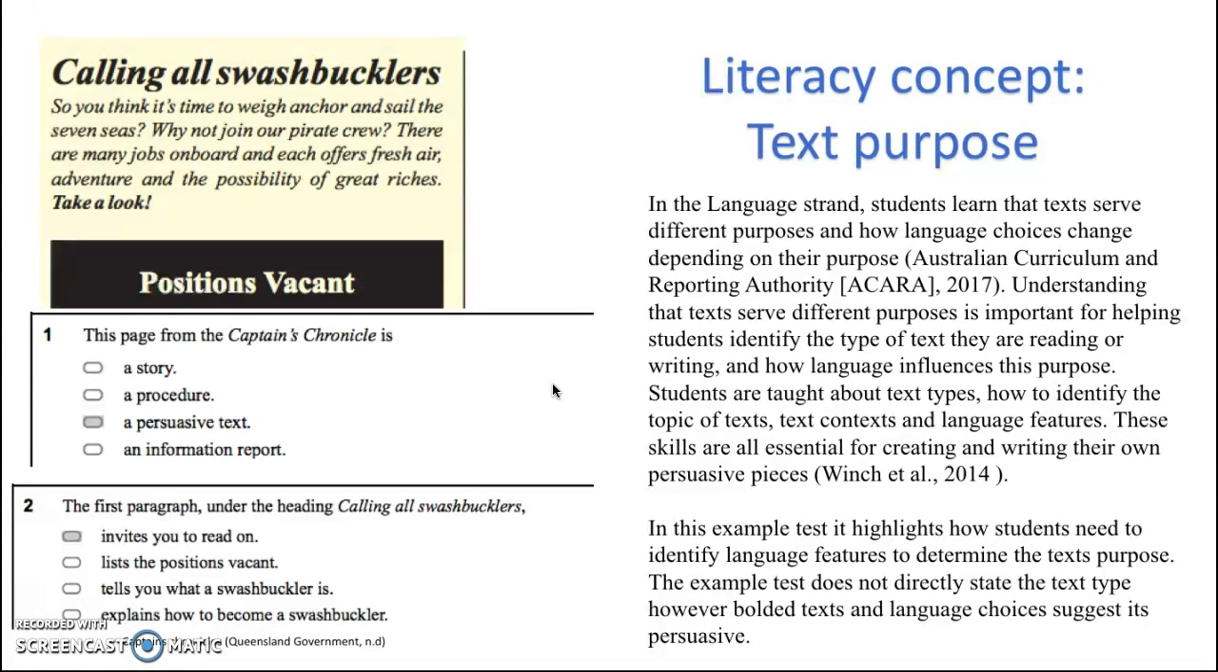In this example test, it highlights how students need to identify language features to determine the text purpose. The example test does not directly state the text type. However, bolded text and language choices suggest it's persuasive.